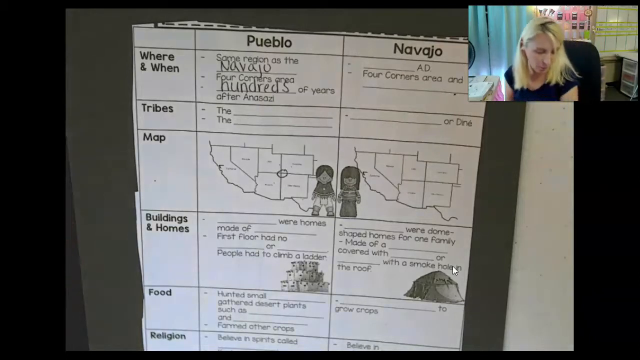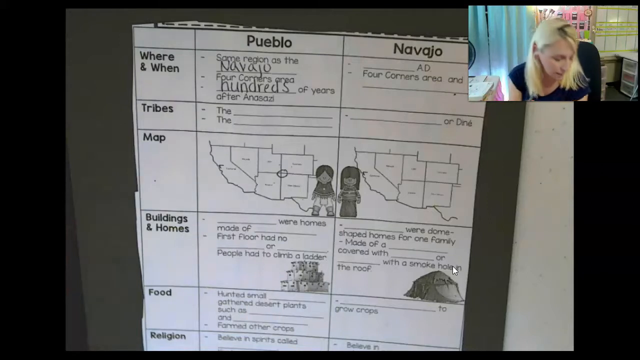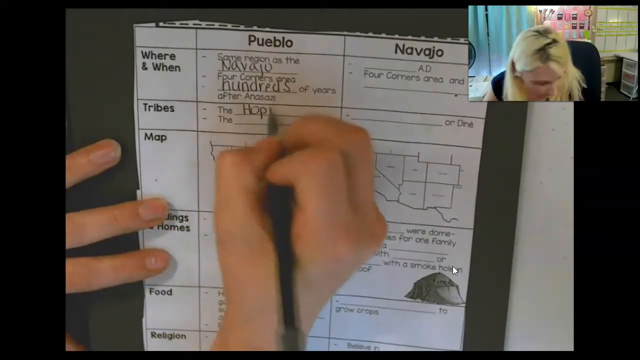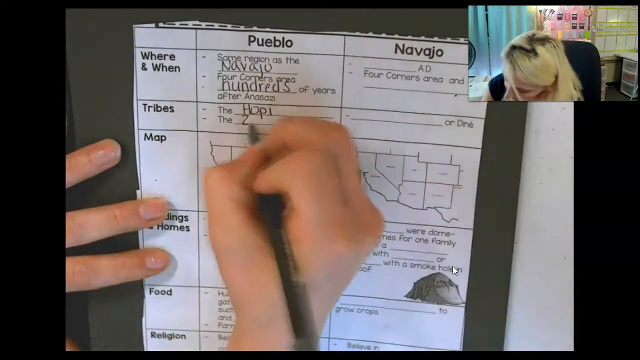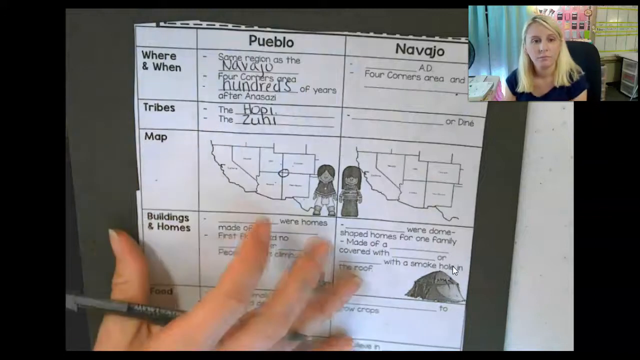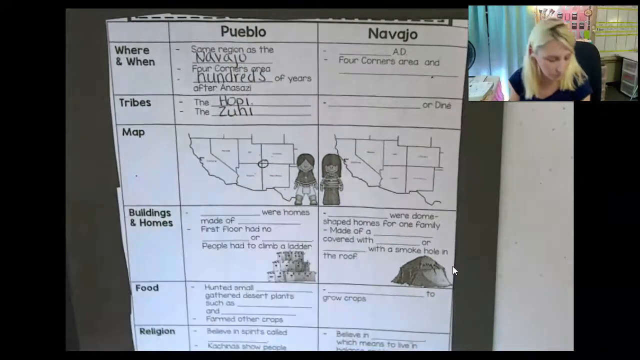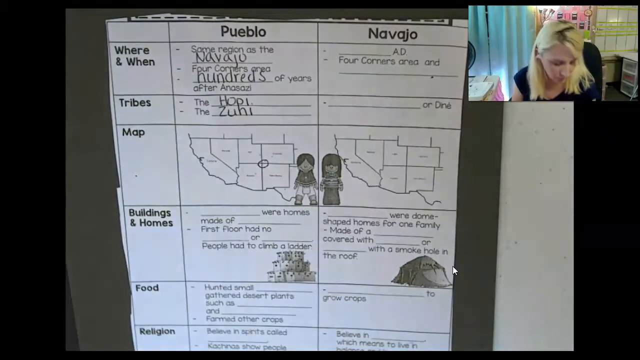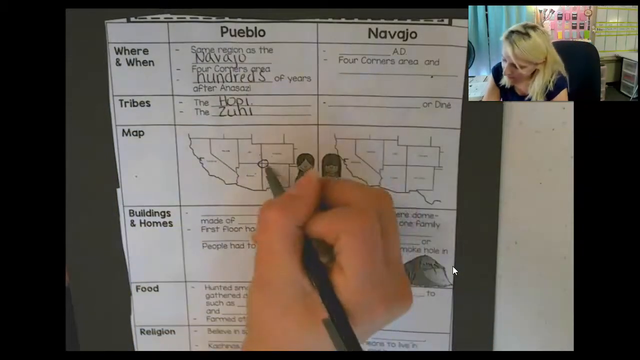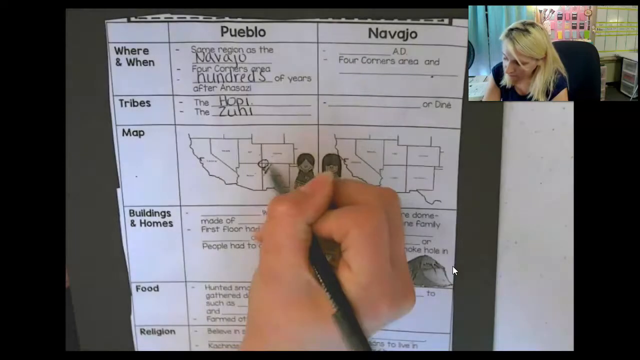The Pueblo were separated into separate tribes, and so one of those tribes is the Hopi, and the other is the Zuni. The main area they lived at was right in here.